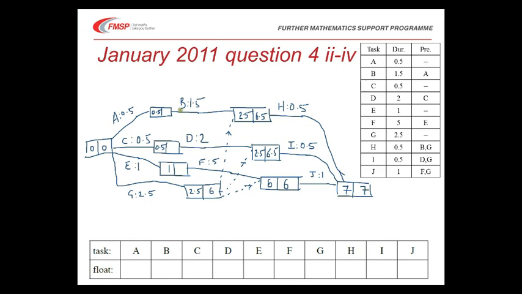Our next three here should be relatively straightforward. Again, there's only one route back into them. 6 minus 5 is 1. 6.5 minus 2 is 4.5. 6.5 minus 1.5 here is 5.